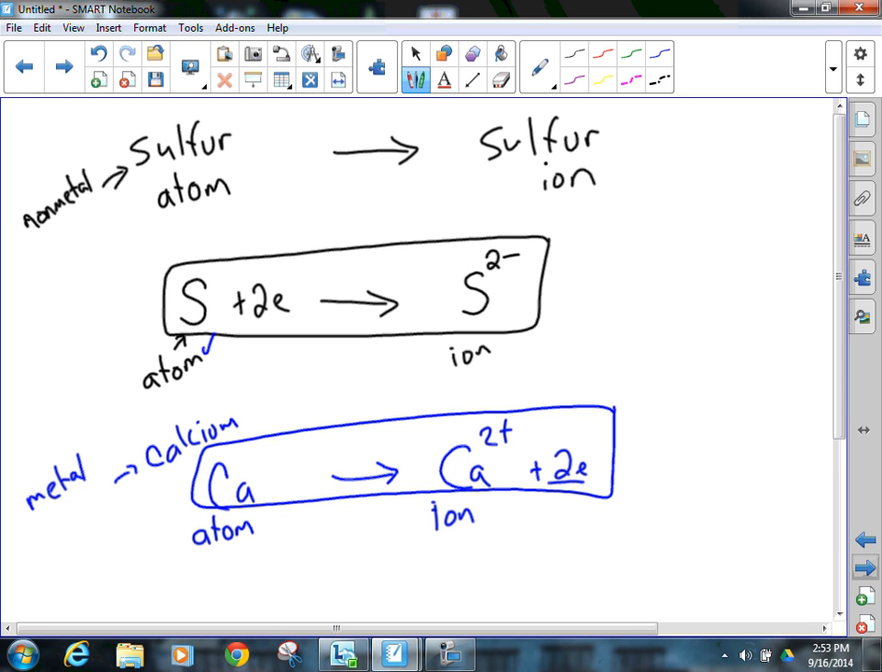So we always have an atom on the left side, we always have an ion on the right side, but what is different is where the electrons go. And they always go on the right side for metals, but they always go on the left side for non-metals. And that's how you do an ion formation equation.